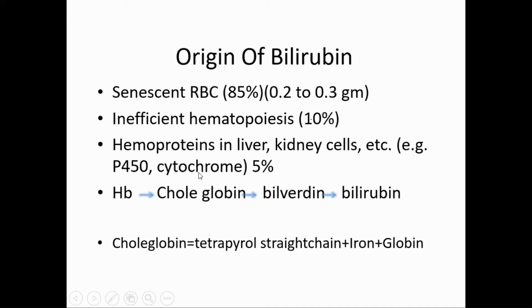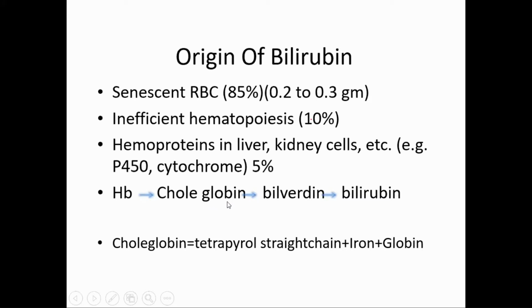These cells are broken down in the reticuloendothelium, that is, macrophages. So macrophages break them, and hemoglobin is broken to choleglobin. What is choleglobin? Choleglobin is the tetrapyrrole ring, which is a straight chain, plus iron plus globin. So all three components of the hemoglobin are there. Only the tetrapyrrole becomes a straight chain. So that is choleglobin. That is done by heme oxygenase, from hemoglobin to choleglobin.